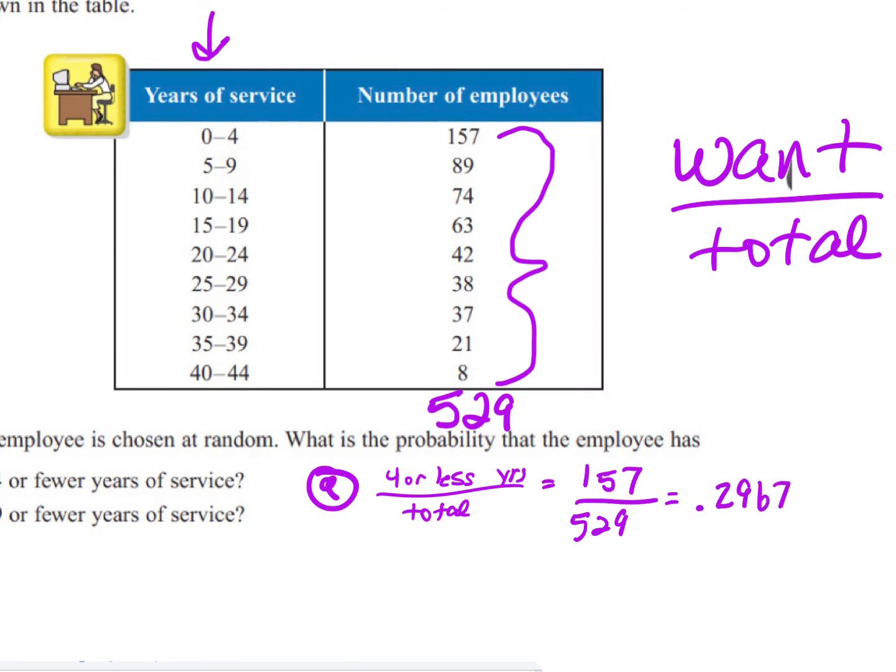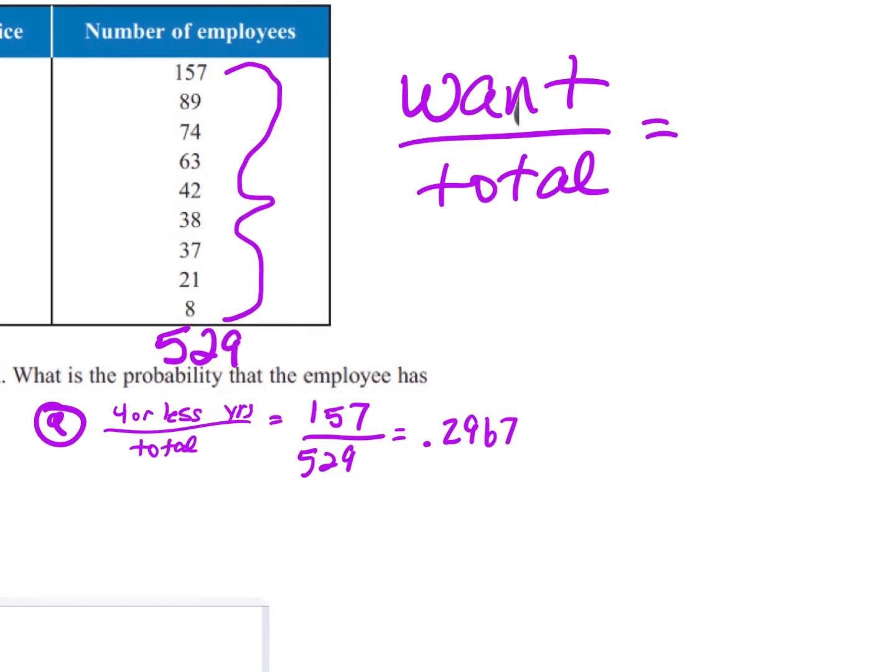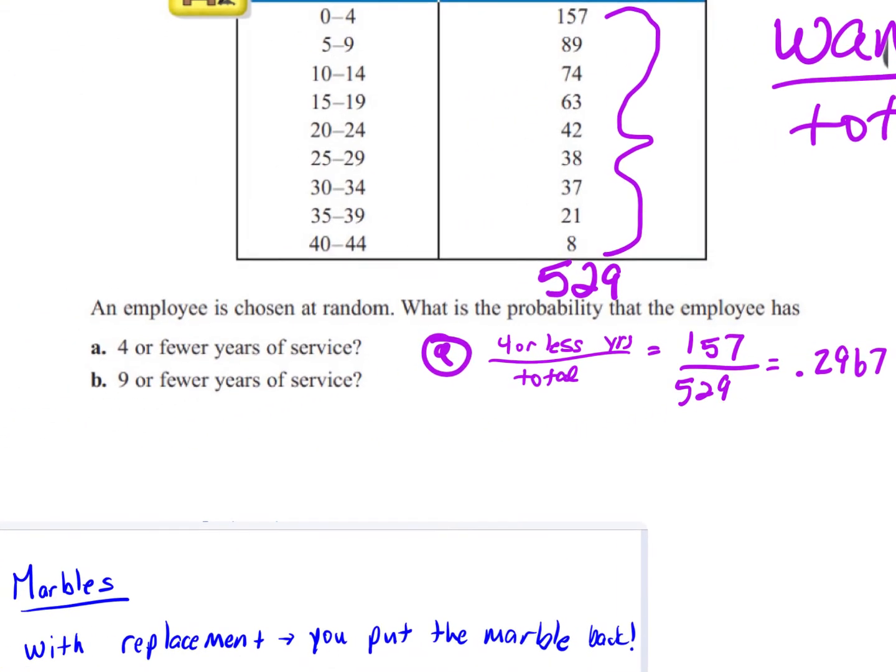0.2967, something like that. What would that be as a percent then? About 30%. Okay, easy enough. Look at the next question.